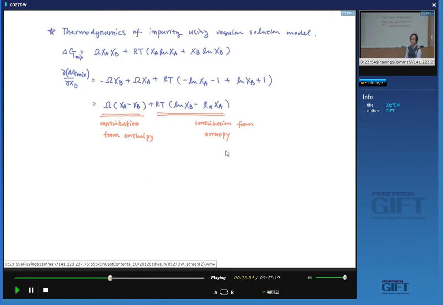For deriving this one, you have to remember this. And from this one, partial xB over partial xA will be minus 1. Okay?